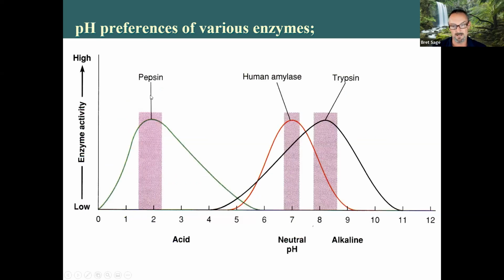Okay, so this shows you a figure. This is not from your book. This is something I found from another text, but it shows you low to high enzyme activity. That means how fast it works, how well it works. You can see for each of these enzymes, there's a pH that it likes best.